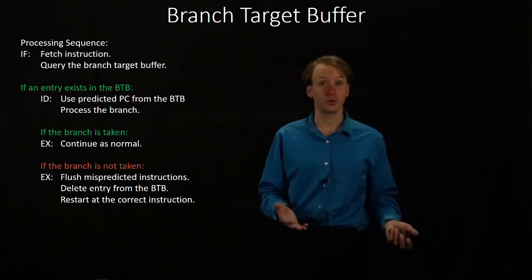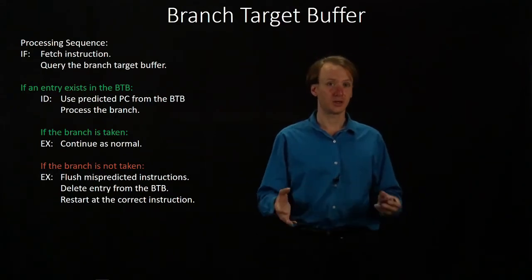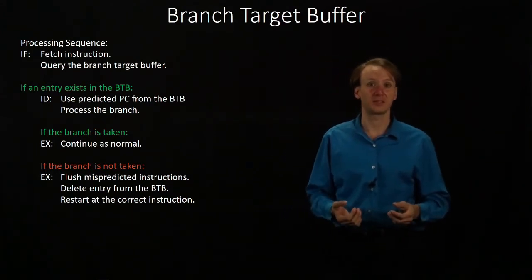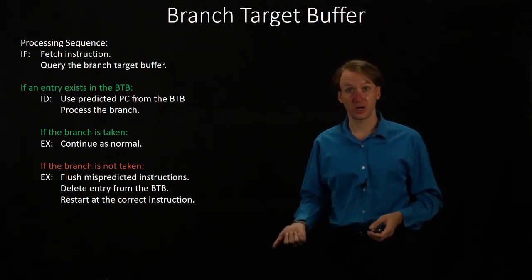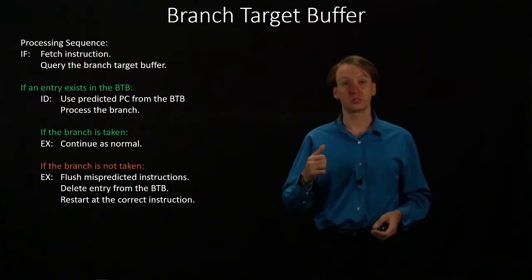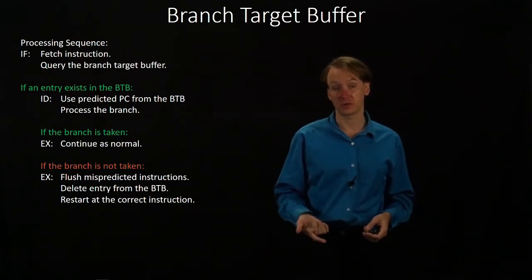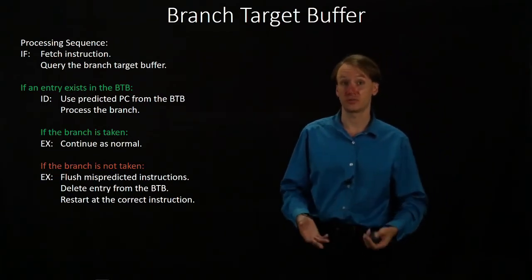If it turns out that we do actually take this branch, then we're just going to continue as normal. We did the right thing. This was the correct path to take. But if it turns out we weren't supposed to take that branch, then we need to flush the mispredicted instructions. We're going to delete that entry from the branch target buffer, and then we'll go back and restart from the correct instruction, the one that we should have taken.